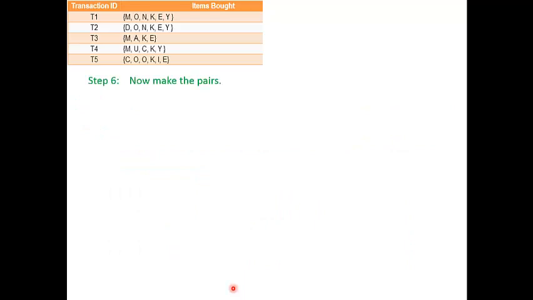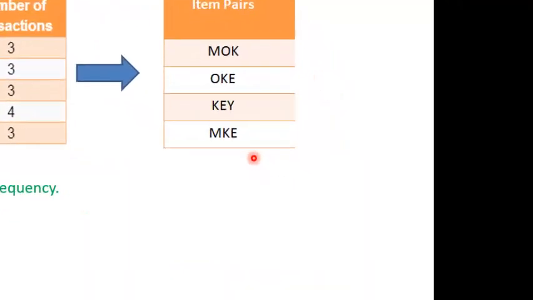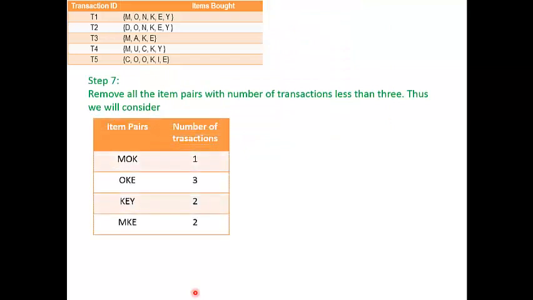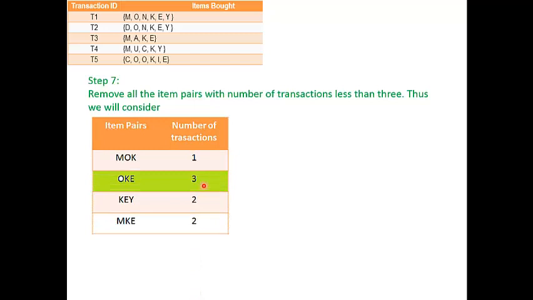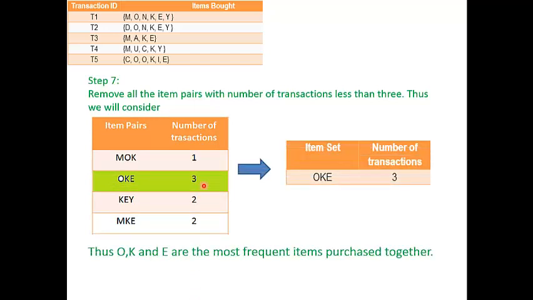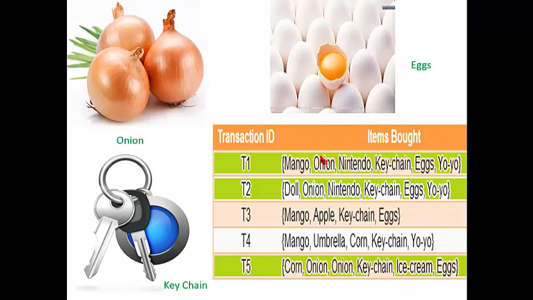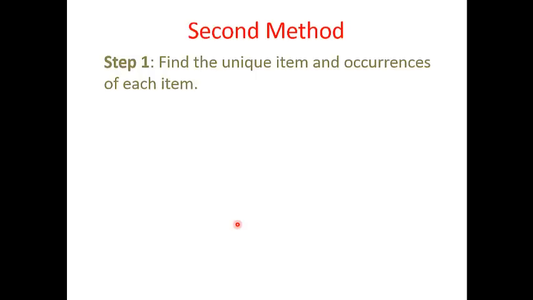Step 6. Now again make the pairs and get the frequency. Step 7. Apply the assumption by discarding elements with frequency less than 3. So we get OKE as the final frequently purchased together item set. Onion, keychain, egg are the most frequently purchased together items.